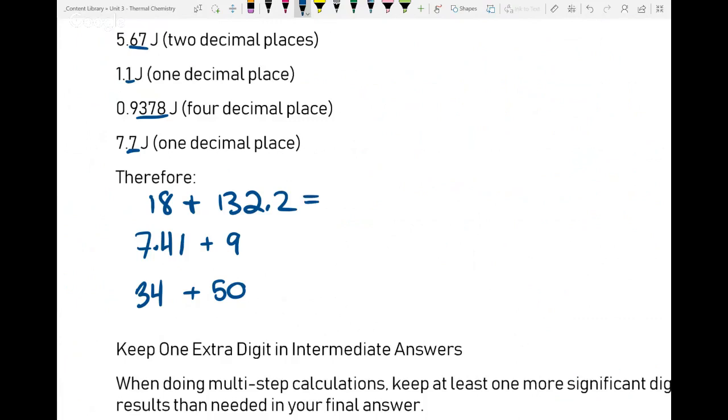All right, here. Well, if we do this in our calculator, we would get 18 plus 132.2, and we would get 150.2. But don't forget, this has no decimal places, and this has 1 decimal place. Well, we have to go with the least. So we have to make sure our answer has no decimal places, which means that 0.2 gets eliminated, and this would just be 150.